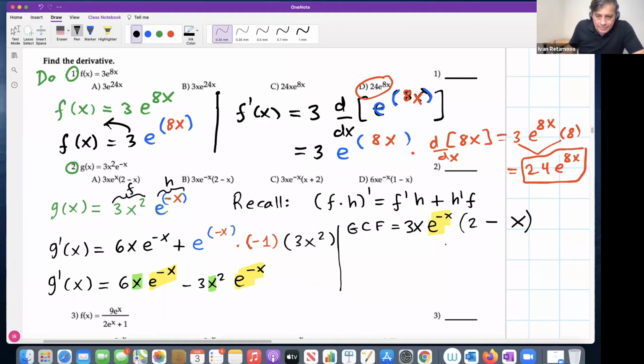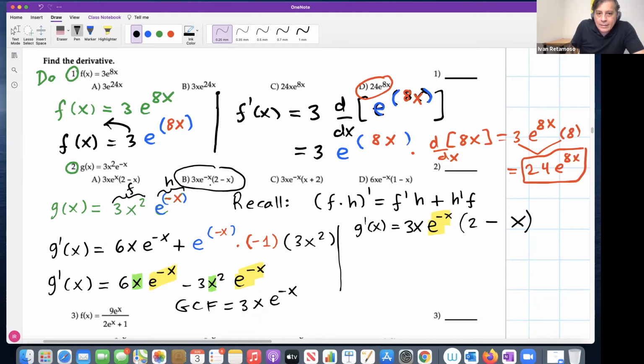Let's now see if they have written the answer. Yeah, so this was the greatest common factor, and this is the factorization. Maybe we should write here greatest common factor so everybody can see. What we factored out was 3x e raised to minus x. We factor that out, and as a result, we get our derivative. Very good. And then if you look through, you can see that this is it.